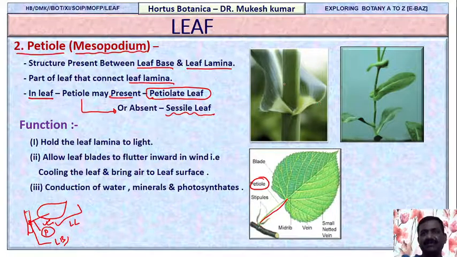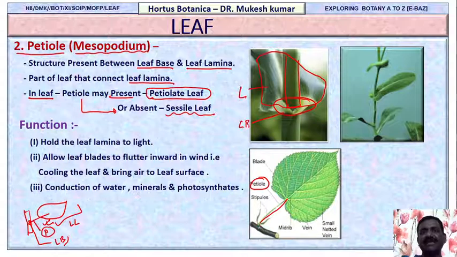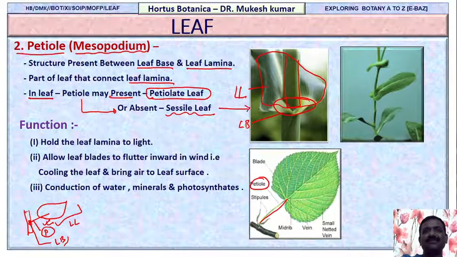See here, this is directly the lamina and this is your stem. So we have the leaf base and leaf lamina, but what don't we have? The petiole. The petiole is not there. So this is a very good example of sessile.